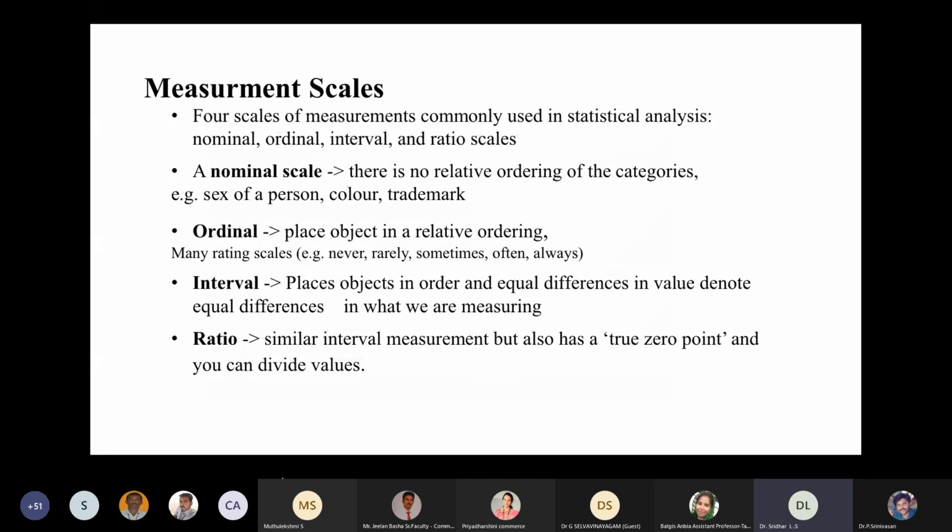So for intervals, the values have an objective order, and equal differences in value denote equal differences in what we are measuring. The ratio is similar to the interval measurement, but also has a true zero point, so you can divide the values, like 24.1 seconds. That is what the ratio is. But in software, it is defined as nominal, ordinal, and directly interval and ratio are taken as one element. There is not much distinction between interval and ratio. We are considering the SPSS software.